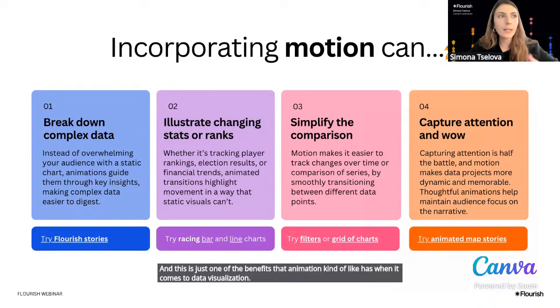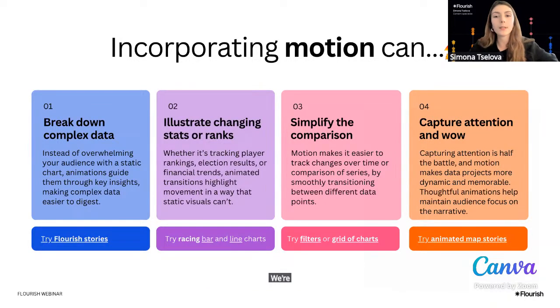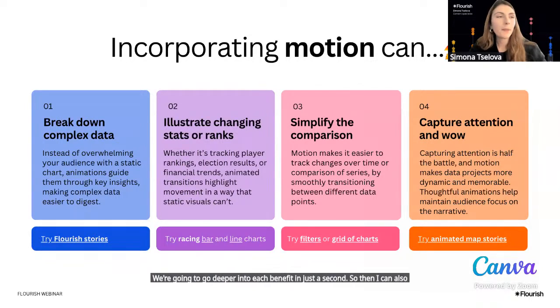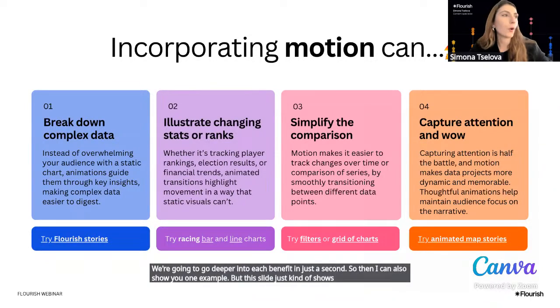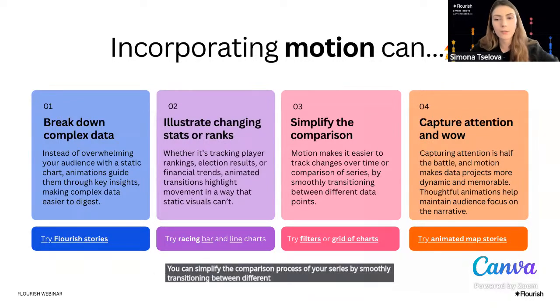And this is just one of the benefits that animation has when it comes to data visualization. There are many, many more, and here are just a couple of them. We're going to go deeper into each benefit in just a second, so then I can also show you one example, but this slide just shows them at a glance. So apart from breaking down complex data, you can use animation to illustrate changing stats or ranks with racing charts, for example. You can simplify the comparison process of your series by smoothly transitioning between different data points with filters, grid of charts, and different transitions.